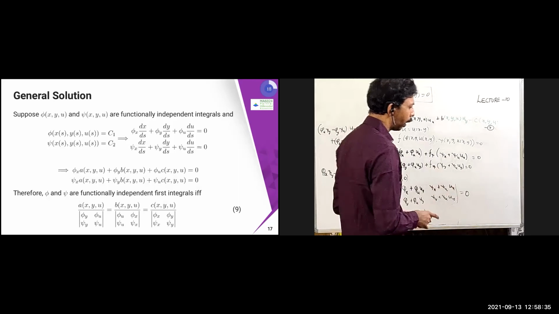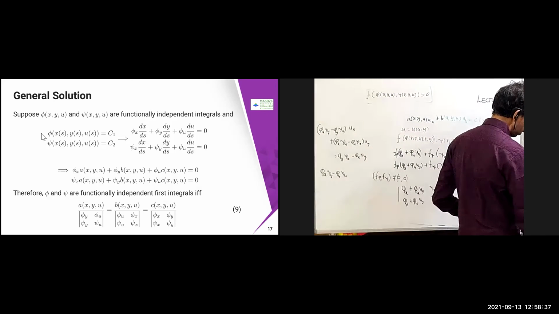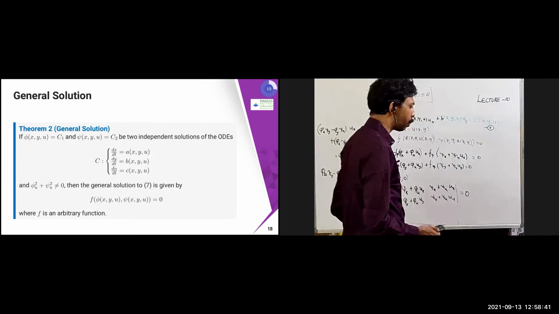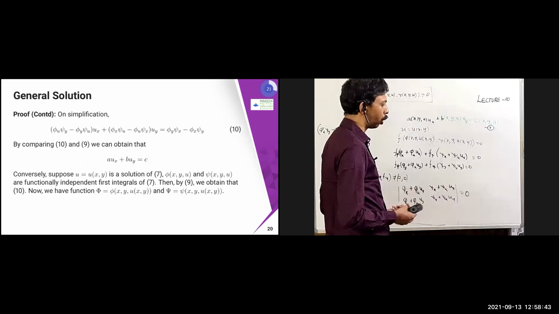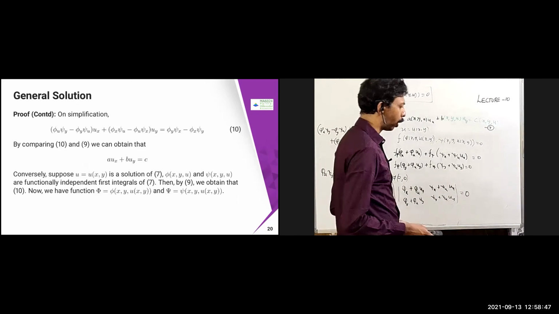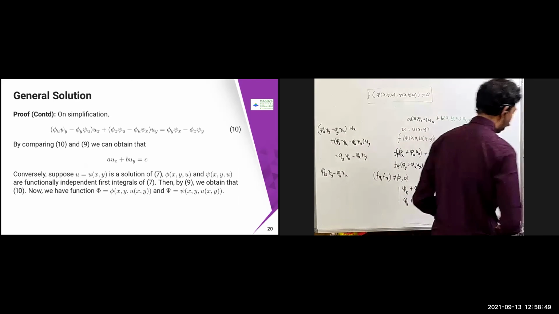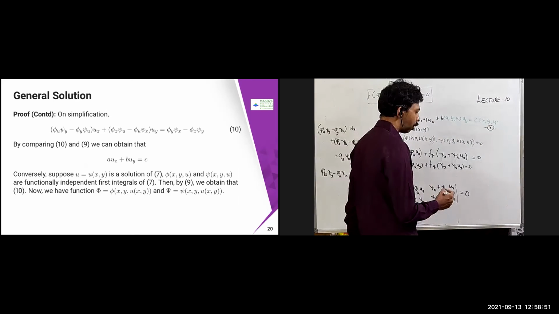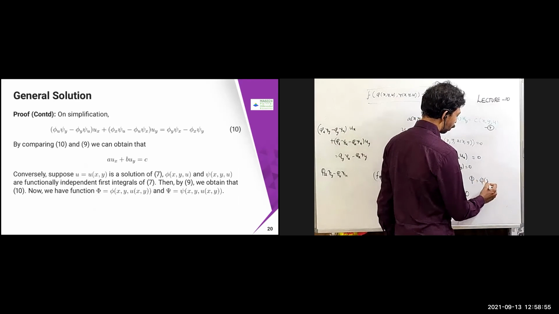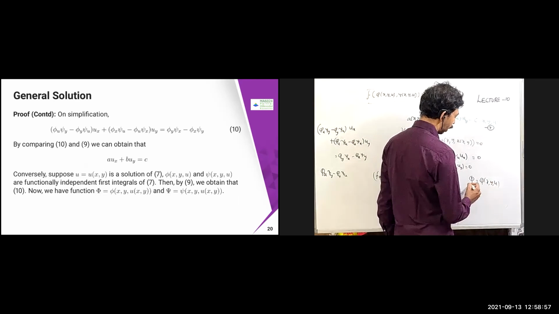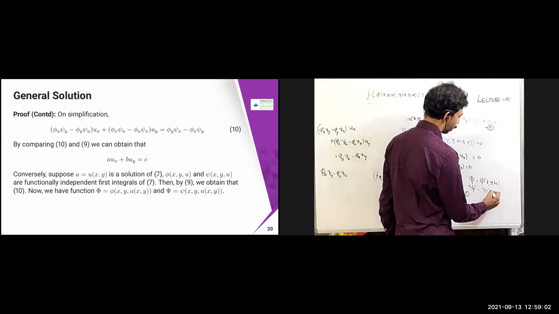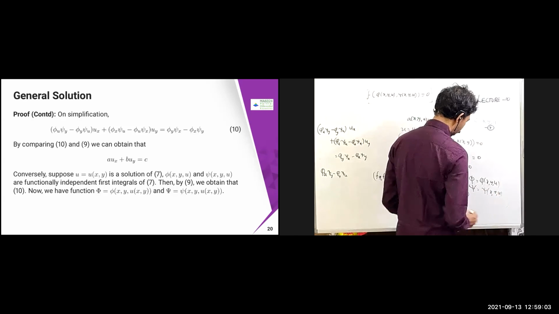Either you take equation number 9 or these two equations, you can solve them again, and you will get a similar kind of equation number 10. So that means you are going to get the answer. In the converse part, you are going to have capital pi equal to pi of x, y, u, and capital psi, which is psi of x, y, u, and we assume that.